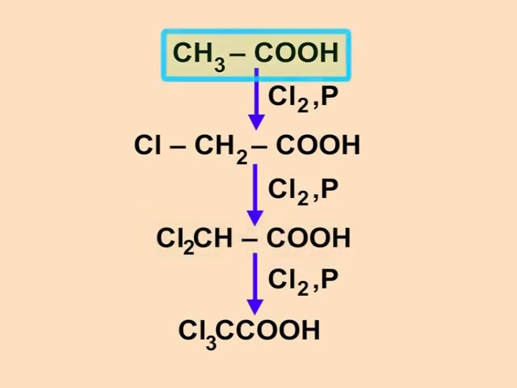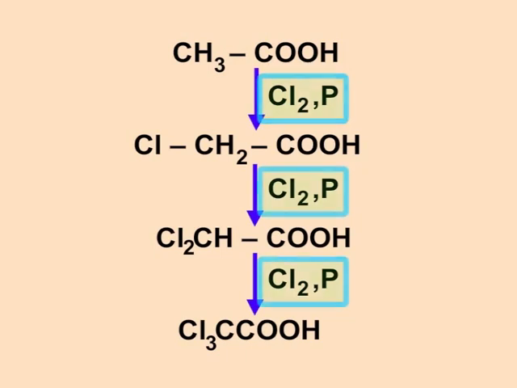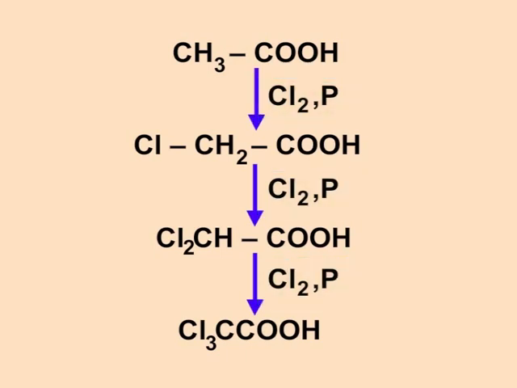Acetic acid reacts with chlorine in the presence of red phosphorus to form trichloroacetic acid by the substitution of all three hydrogens of acetic acid with chlorine atoms. The function of phosphorus is ultimately to convert a little of the acid into acid halide.